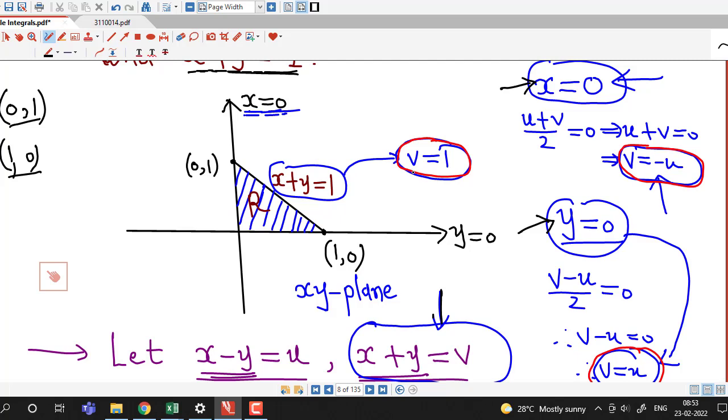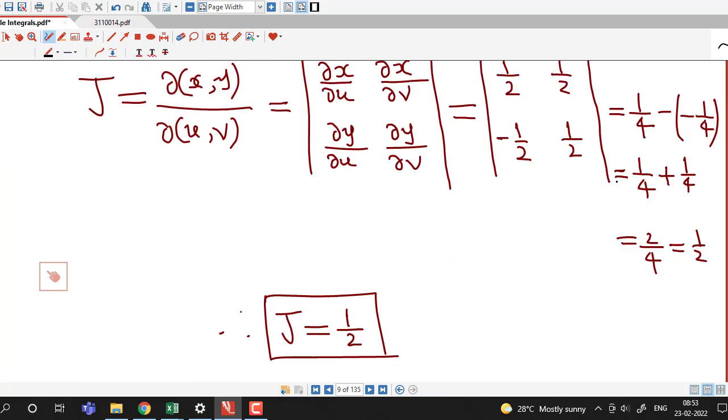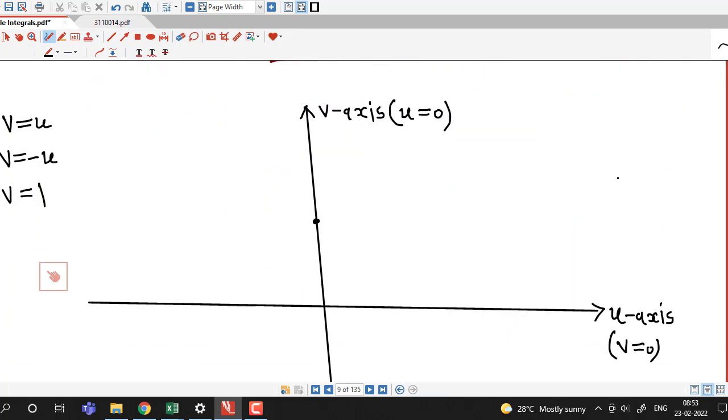x plus y equal to 1 is transformed into v equal to 1, x equal to 0 is transformed into v equal to minus u, y equal to 0 is transformed into v equal to u. So we obtain these 3 curves, v equal to 1, v equal to u, and v equal to minus u. So we have to sketch the region in UV plane bounded by these 3 curves or these 3 lines.